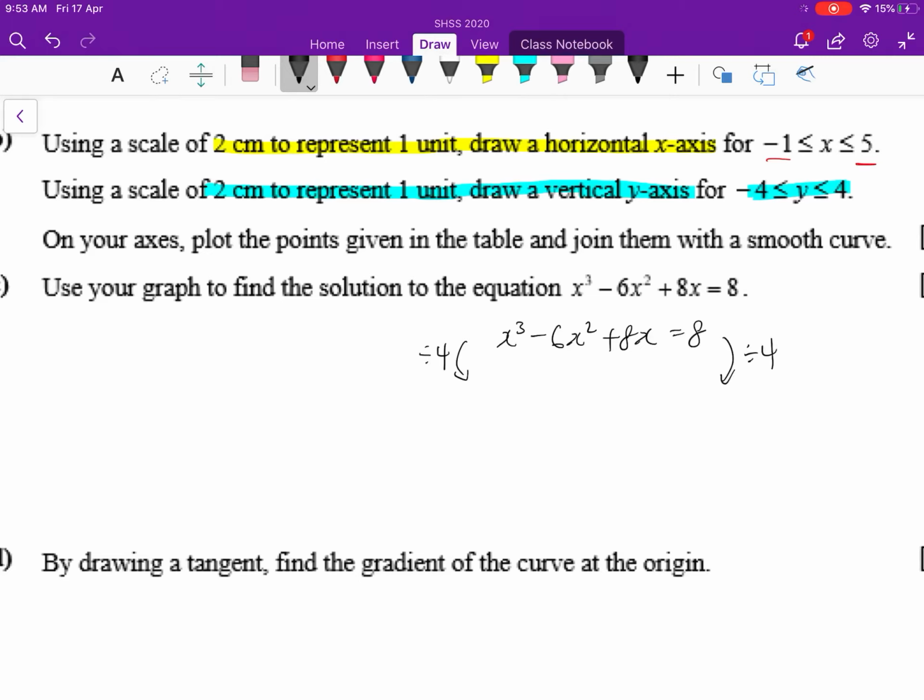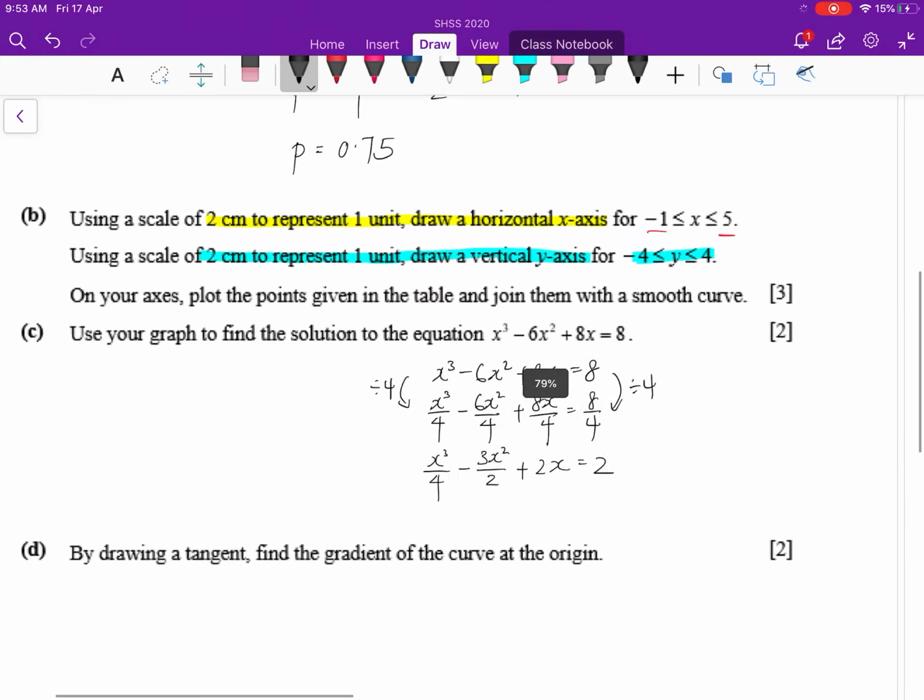If I divide by 4 on the left side, x cubed will get x cubed over 4 minus 6x squared over 4 plus 8x over 4 equals 8 over 4. If I simplify, it will be x cubed over 4 minus 3x squared over 2 plus 2x equals 2. Now, why do I divide by 4? You see?